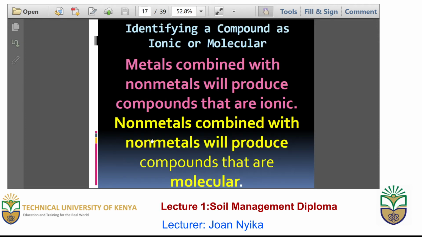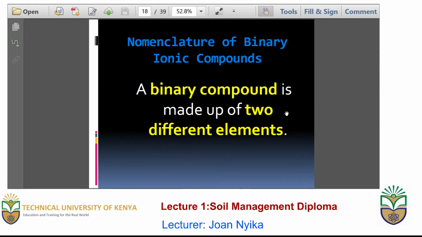The naming of compounds. How do we identify an ionic compound from a molecular compound? Remember what we have just mentioned, that ionic compounds are made of metals and non-metals, while molecular compounds are made of 2 or more non-metals.